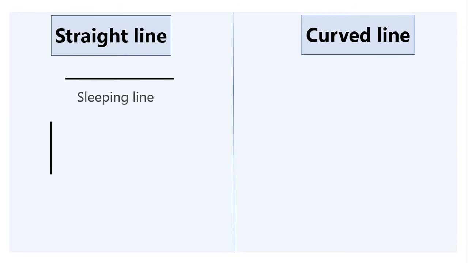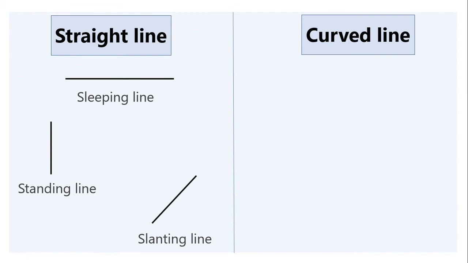Let us have some examples for straight lines and curved lines. A line like this, which is flat and horizontal, is called a sleeping line. And a line which is vertical is called a standing line, and a line which is oblique is called a slanting line. So these are the three types of straight lines we can draw on paper or on any surface.